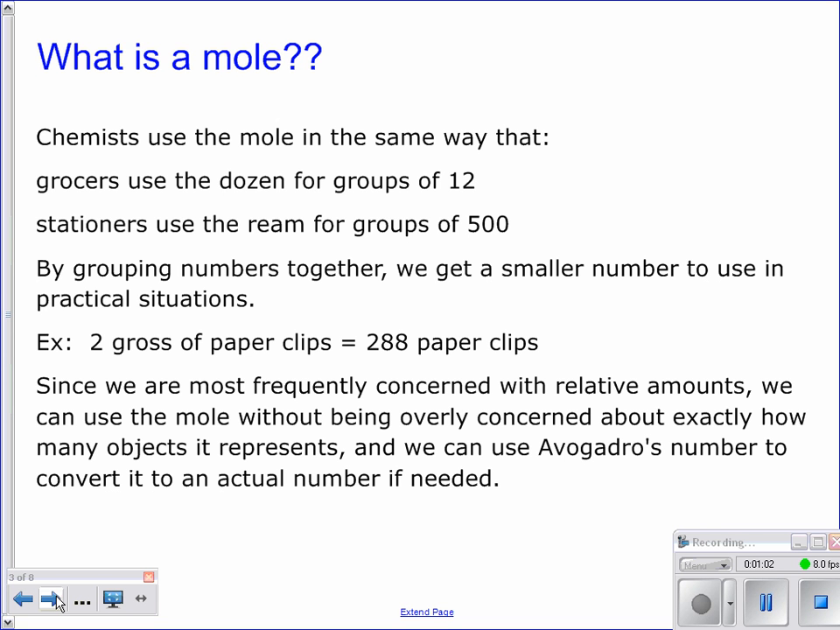So a mole, and you do not have this on your notes, we focus on this really more next lesson, but I just want to bring this up right now, that a mole is what chemists use to indicate an amount, a count. Just like if you were to go to the store and buy a dozen cookies, you would be buying 12 cookies. If you go and get a ream of paper, you've got 500 sheets of paper. If you get a gross of pencils, you have 144 pencils. So it's just a way of grouping things together.